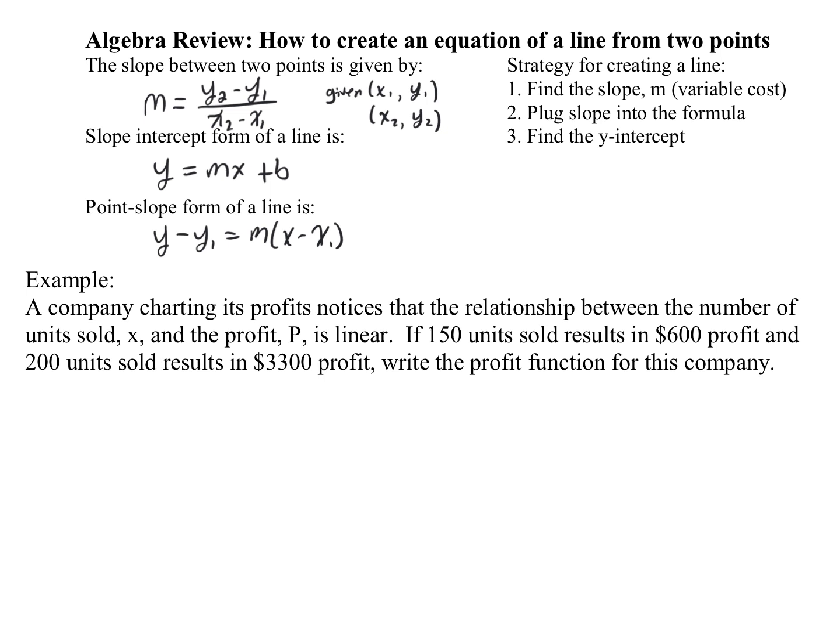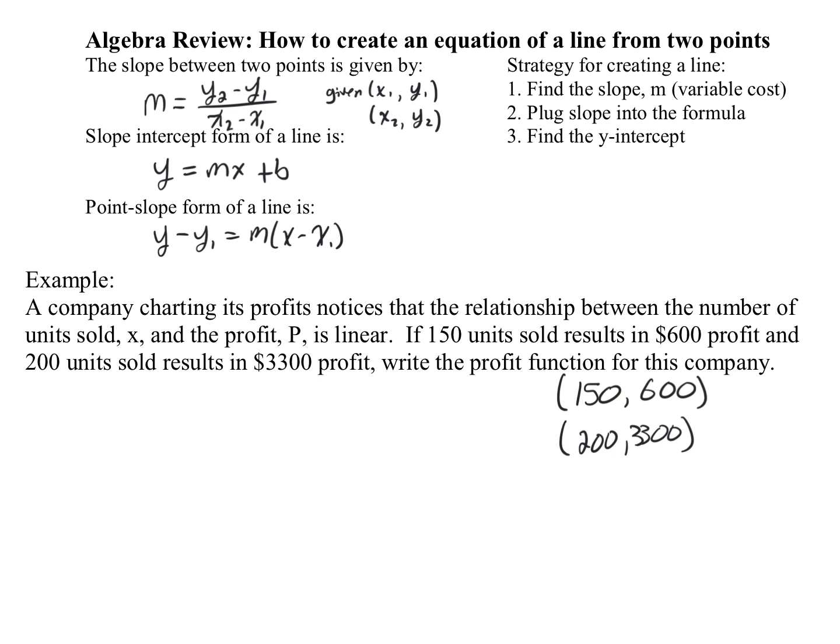We have a company charting its profits, and it notices that the relationship between the number of units sold and the profit is linear. Then they give us some information about how many units result in profit in 2 different situations. We can internalize these as an x value and a y value. If the input of this function was 150, the output is 600. And if the input is 200, then the profit is 3,300. So we want to come up with a line that would go through these 2 points.